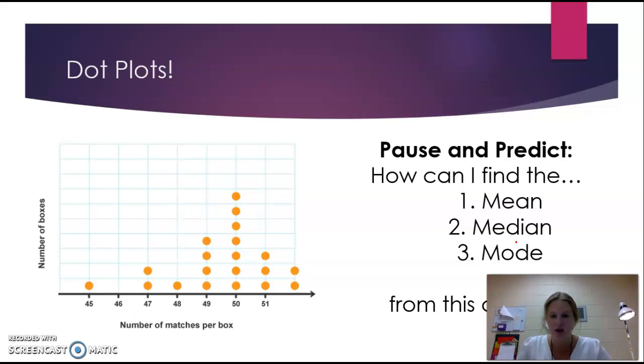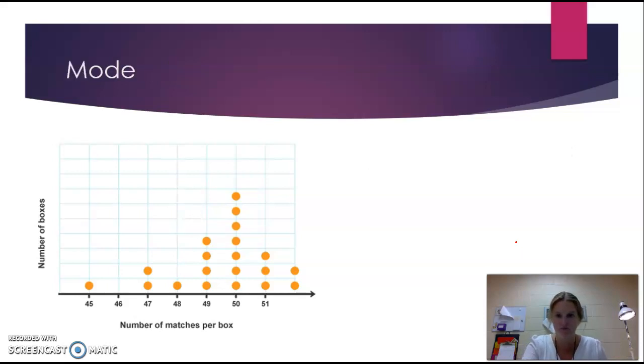So maybe you're like, okay, well, maybe I'll just list them out. But what if I have a dot plot that's bigger than this one? It's gonna take me a while. So pause and predict. Do you know a better way? Can you think of a better way? And if not, don't worry, because I'm showing you right now.